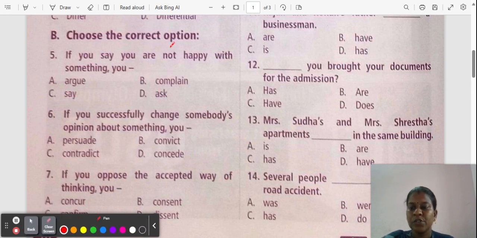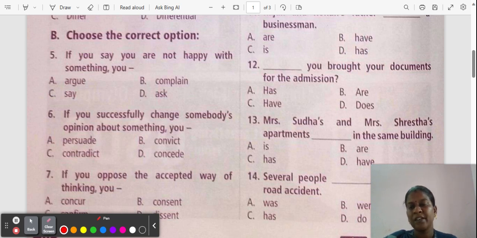Now section B, choose the correct option. If you say you are not happy with something, what do we have to do? You have to select the correct verb from the four options. Option A argue, option B complain, option C say, option D ask.